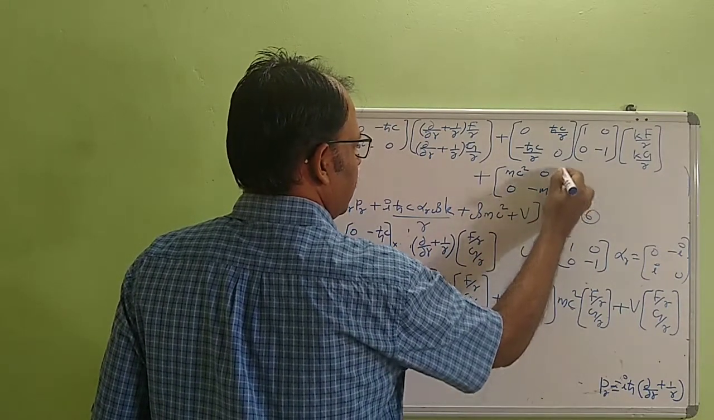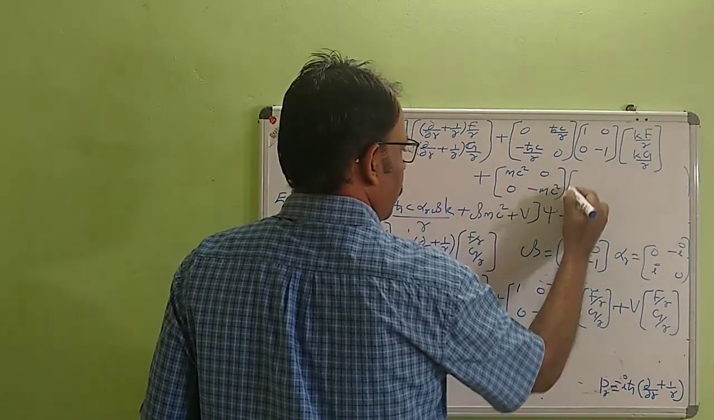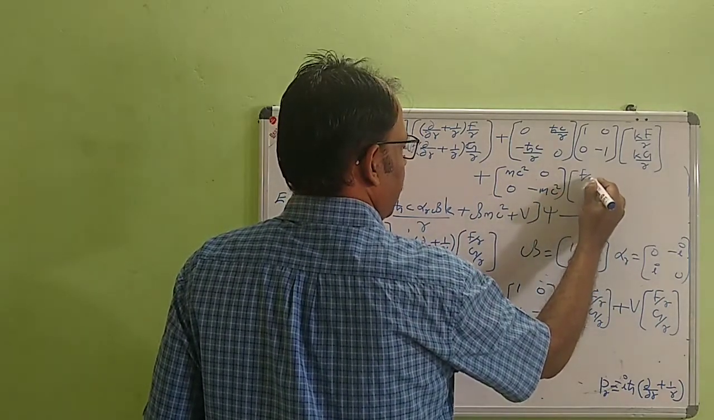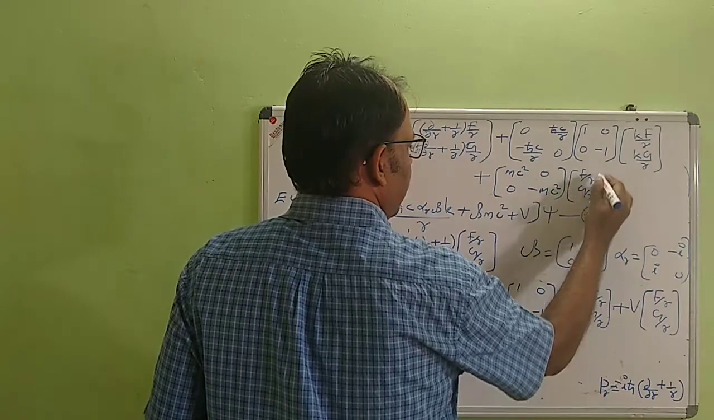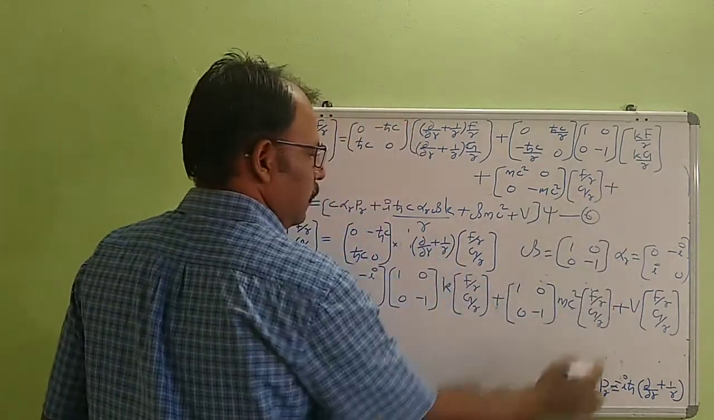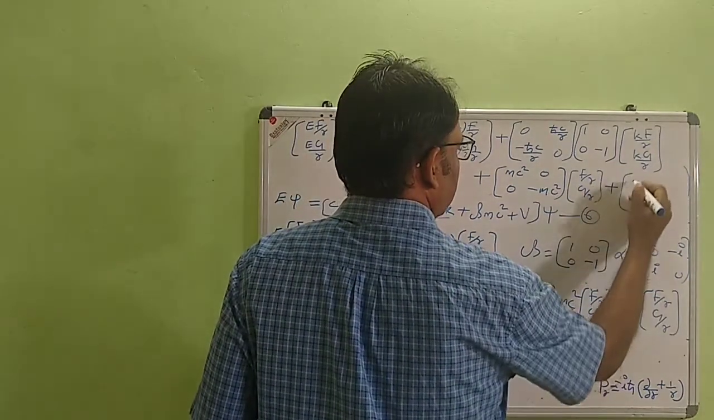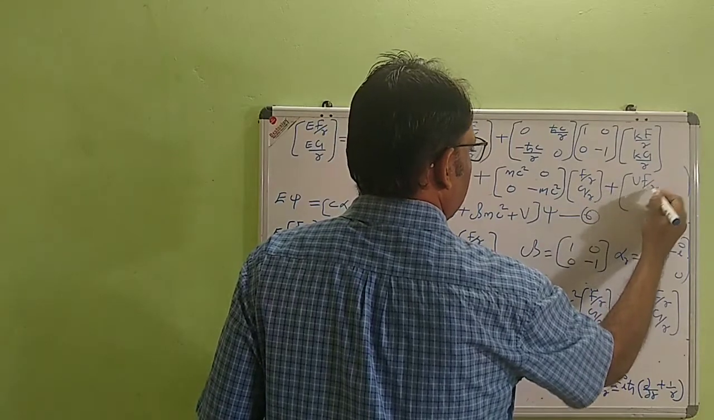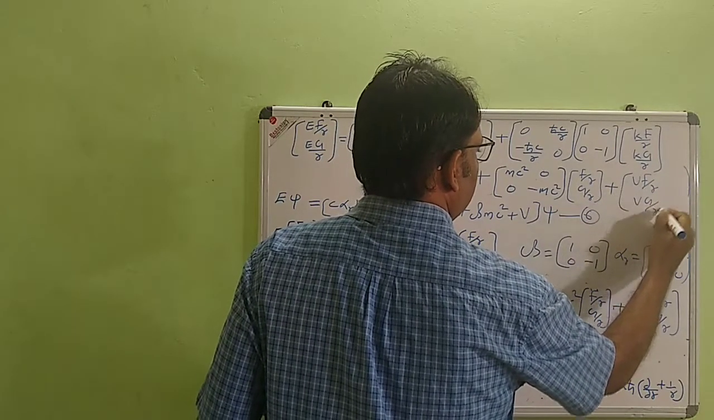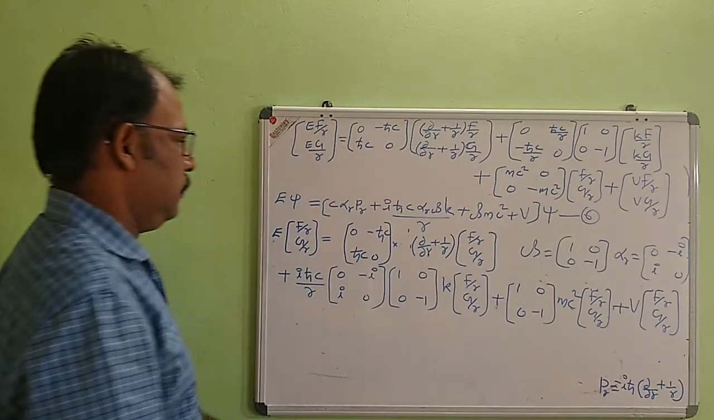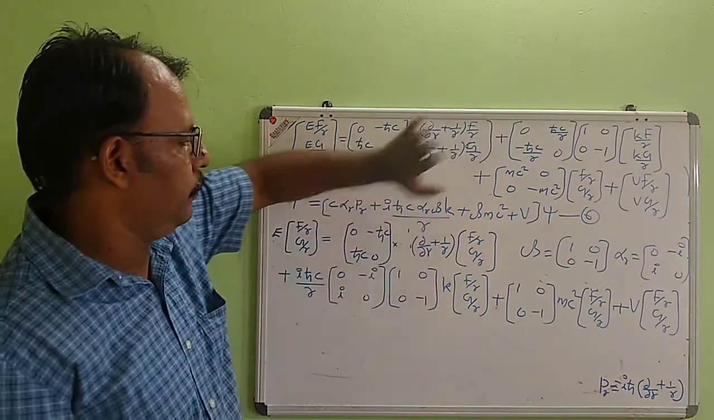So it is minus mc square into f by r, g by r plus v. I am taking inside, so it is v f by r, v g by r. So this equation is simplified into this one.